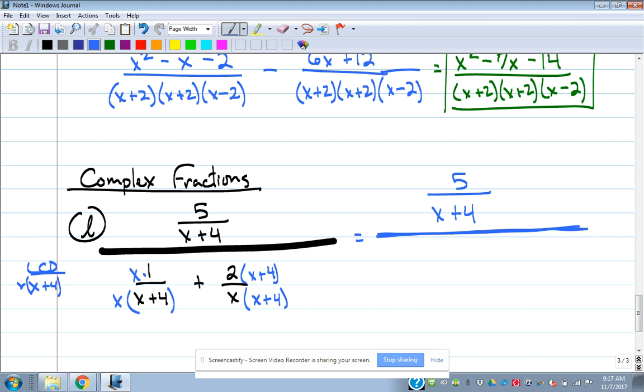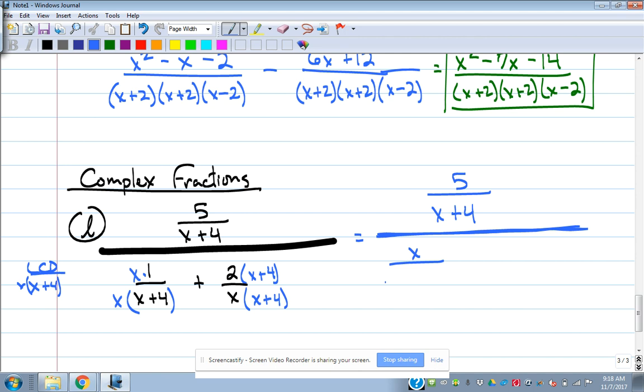What we're really multiplying by here is x plus 4 over x plus 4, which is actually 1. So we're multiplying this fraction by 1, so it keeps the same value. It just changes its looks. So you can't just add something to it. You have to multiply to get denominators the same. Adding and subtracting is not a legal way to get denominators the same.